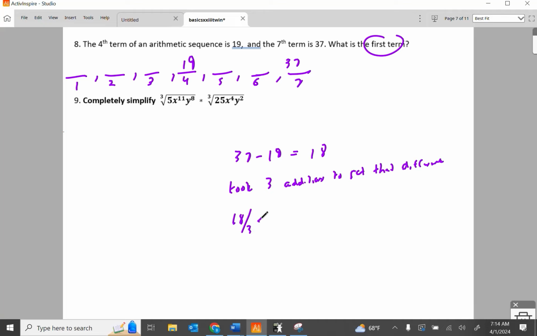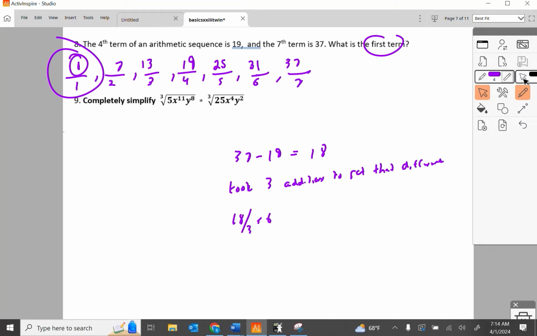So 18 over 3 is 6, which means I'm adding 6 every time. If I add 6, I'm at 25. If I add 6, I'm at 31. If I add 6 more, I'm at 37. Now I want this guy right here, so I'm going to work left by subtracting. 13. 13 minus 6 is 7. 7 minus 6 is 1. There's the answer. 1. The easiest way to do it is to write it out, think about it, come up with a pattern that works.